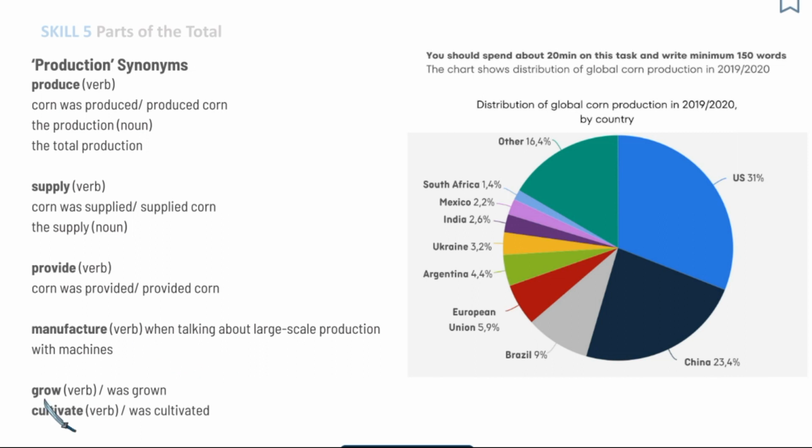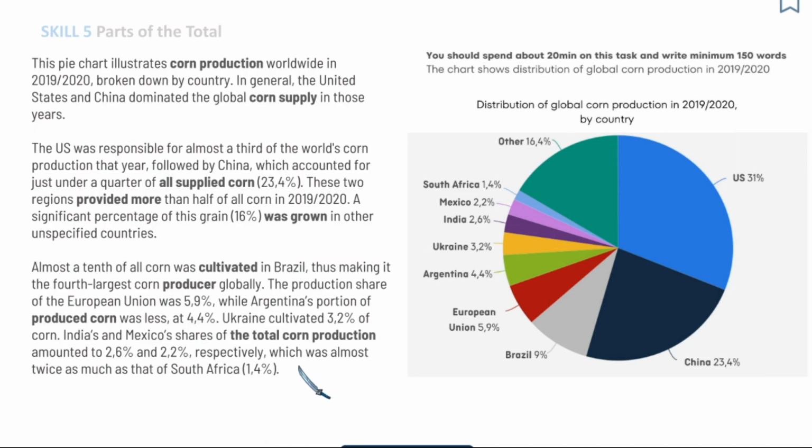So talking about grow and cultivate, we are going to use them in this graph because, like I said, corn is grown and cultivated. Now at the screen you can see different synonyms that we have just discussed. So the pie chart illustrates corn production. USA and China dominated the global corn supply.